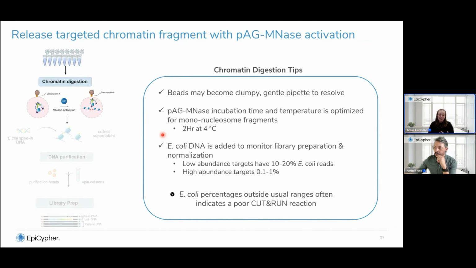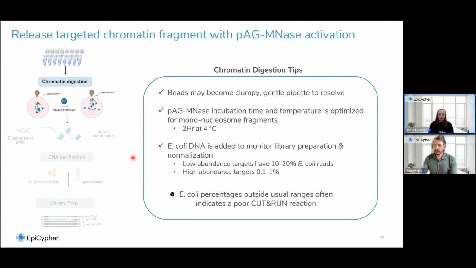Next, pAG-MNase is introduced into the workflow and is used to cleave and release the antibody-bound chromatin fragments. Through our team's research and development efforts, we have identified the optimal temperature and incubation time for pAG-MNase binding and activation, which is 2 hours at 4 degrees C. Extended incubations or elevated temperatures can lead to overdigestion, while insufficient time may result in underdigestion. Quenching MNase is crucial to obtaining the mononucleosomal fragments.